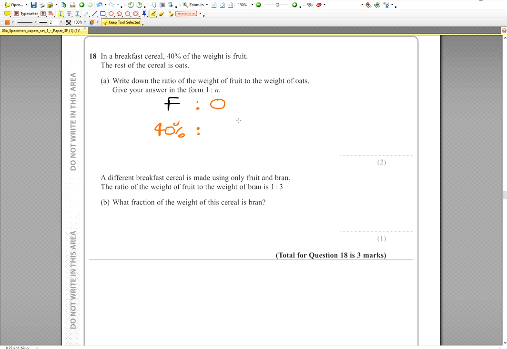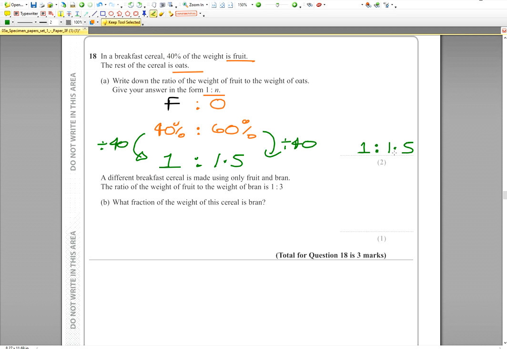Okay, so 40% is fruit, and the rest is oats. So how much percent is left for oats then? 60%. They want you to give the answer in the form of 1 ratio n. So 40% has to come down to 1. How does 40% come down to 1? What do we do to it? Divide by 40. What we do on the left hand side, we do on the right, so 60 divided by 40 on the calculator gives us 1.5. Is it 1.5? Yep. So the answer is 1 to 1.5.